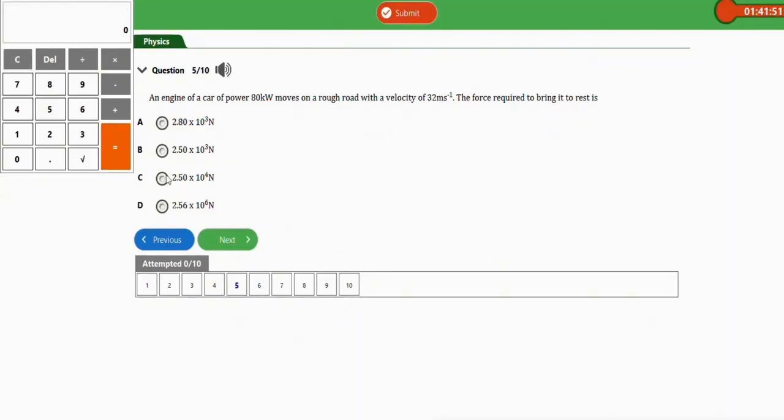Okay, so the next repeated question will be this one. It says if a pump is capable of lifting 5000 kg of water through a vertical height of 60 meters in 15 minutes, the power of the pump is.